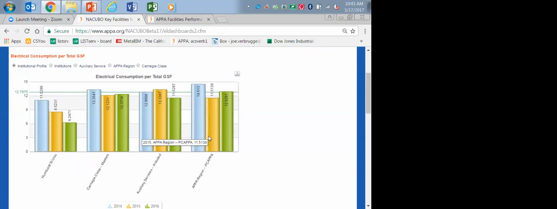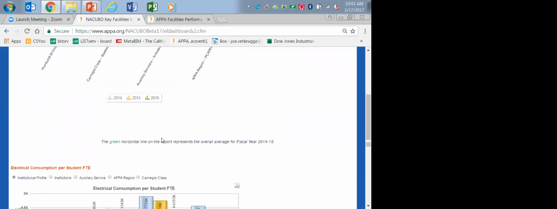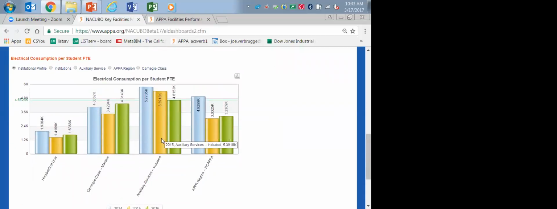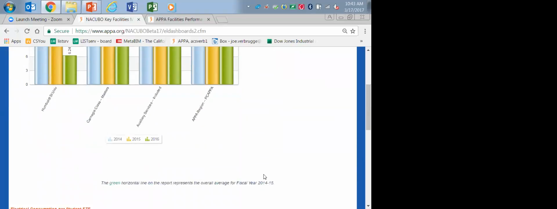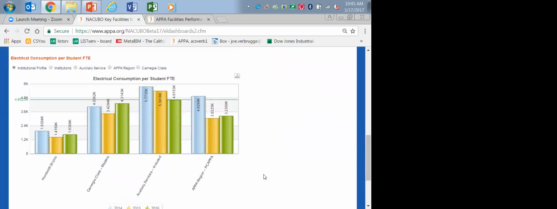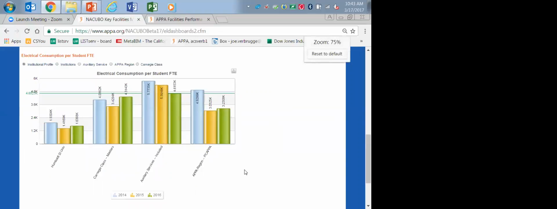There's the gross square foot we've been looking at. See how you select more than one? It just puts the graphs one right after the next. But see how far below we are the national average when we start talking about FTE. So each FTE is responsible for some level of energy consumption, and we do a terrific job when we start looking at it. So if we're trying to blow our own horn, this is where you'd want to go in terms of energy consumption.